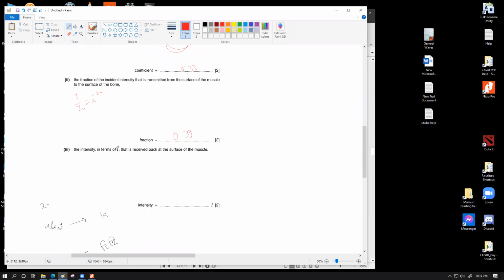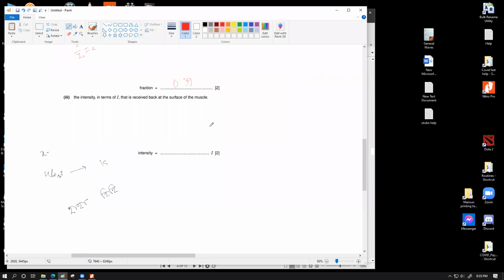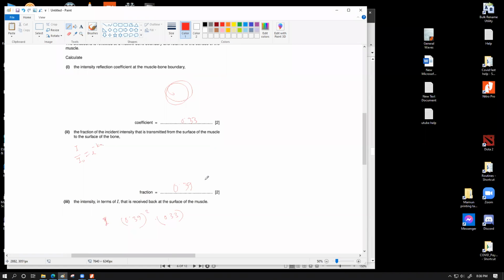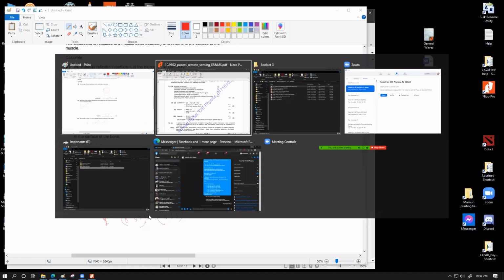Then it says the intensity in terms of I that is received back at the surface of the muscle. এইখানে হচ্ছে ইন্টারেস্টিং ফ্যাক্টর, স্টুডেন্টরা এই পার্টটা বুঝতে অনেক সময় ঝামেলা করে। The part that will be received back at the surface, that portion in terms of I সেটা হবে হচ্ছে 0.39 squared into 0.33. 0.39 স্কয়ার কেন হচ্ছে এটা বুঝছো? বলবান, 0.39 কেন স্কয়ার হয়েছে? দুইবার ট্রাভেল করছে ওই সেম পাথটা দিয়ে। Exactly. So that's the interesting bit.